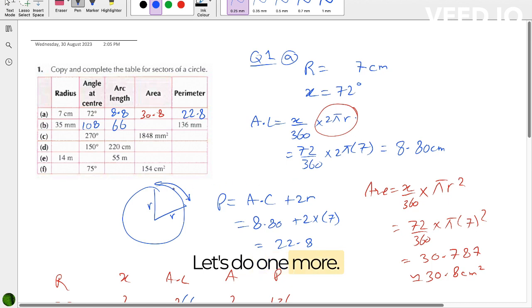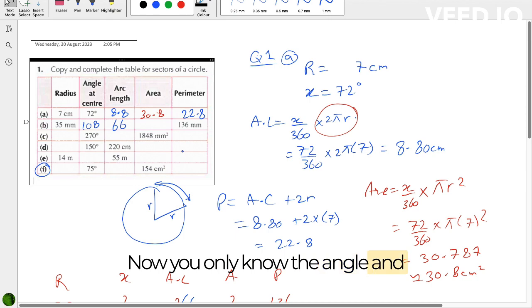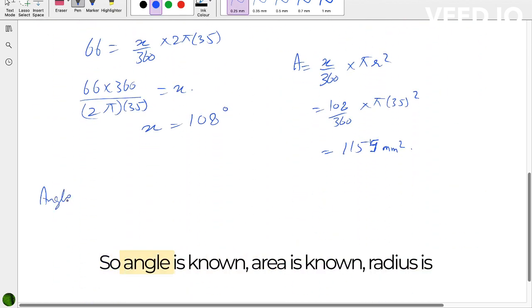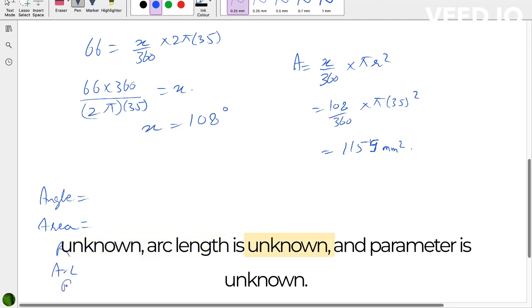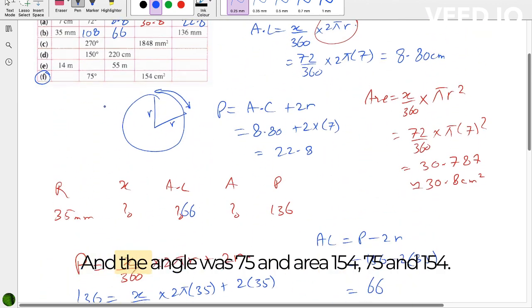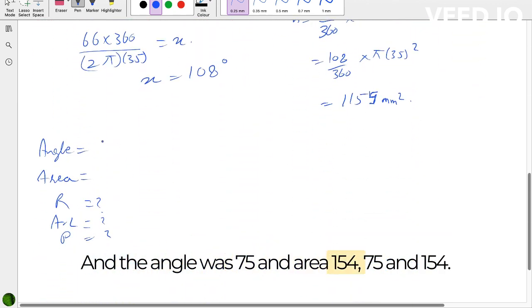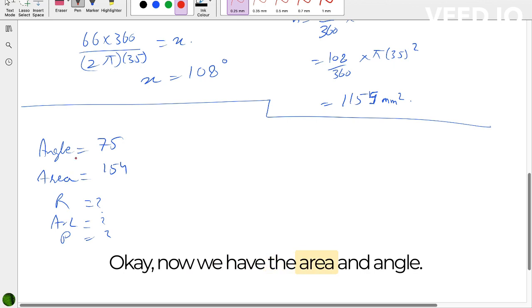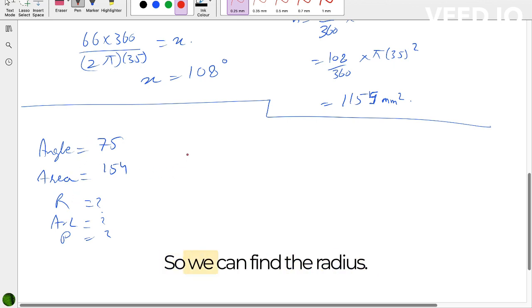Let's do one more. For instance, this F part. Now you only know the angle and area and all others are missing. So angle is known, area is known, radius is unknown, arc length is unknown, and perimeter is unknown. These three are unknown. And the angle was 75 and area 154. Okay, now we have the area and angle, so we can find the radius.